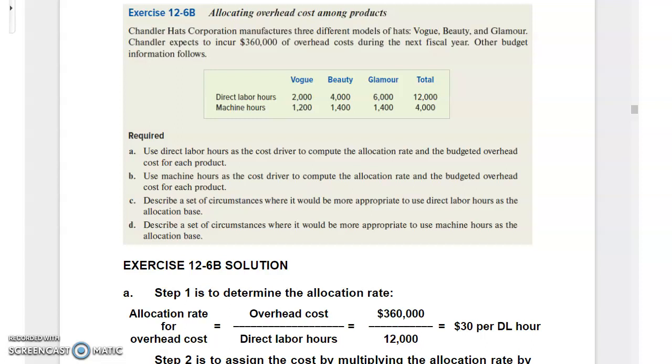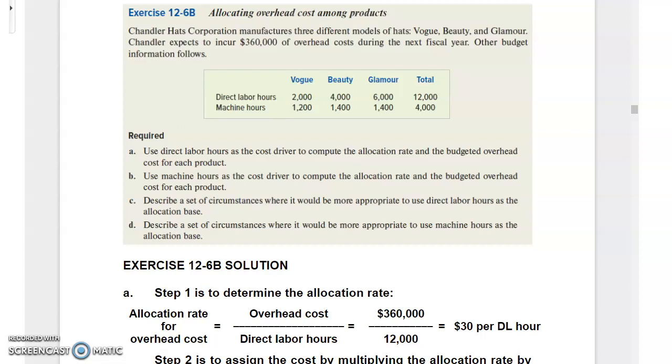direct labor hours. So to get the predetermined overhead rate, it is simply the total estimated overhead cost divided by the estimated direct labor hours. The total direct labor hours for all of the products is 12,000. The total overhead cost estimated is 360,000. Divide that and we get $30 per direct labor hour.